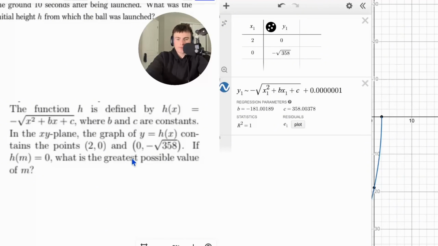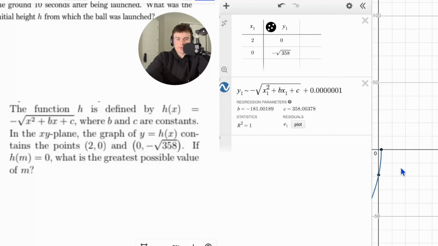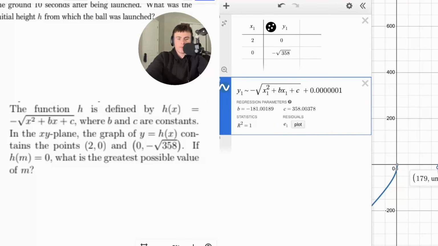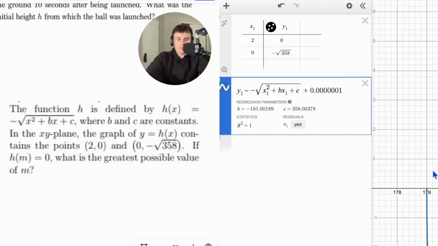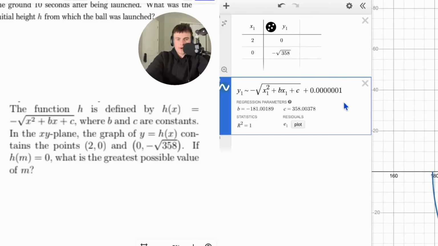And if we're looking for the greatest possible value of m, we're just looking for the bigger x value when y is 0. So it's just going to be over here, which ends up being 179. If you zoom in all the way, you should always zoom in, but it's just 179. This is really weird, but here's another way you can do it if you think this is way too niche for you, which honestly it kind of is.